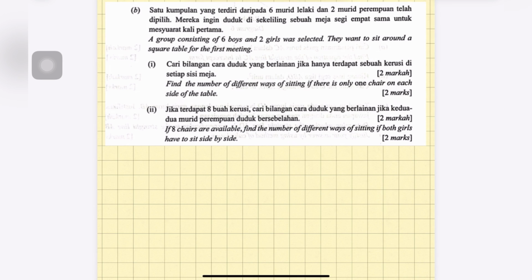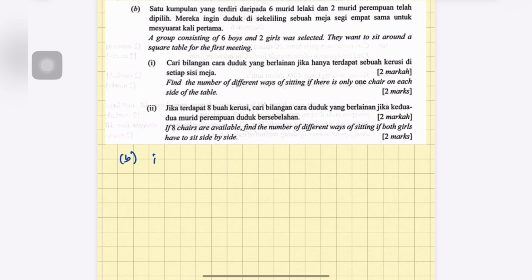B, a group consisting of 6 boys and 2 girls was selected. They want to sit around a square table for the first meeting. Roman 1, find the number of different ways of sitting if there is only one chair on each side of the table. Okay, so B Roman 1, there is a square table. So each side there is only one chair. So we have altogether 8 students, right? Okay, 8, we want 4.